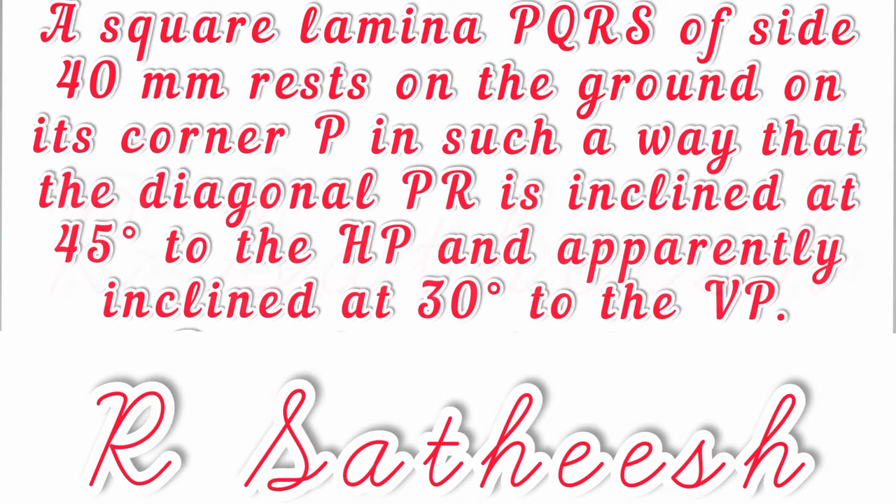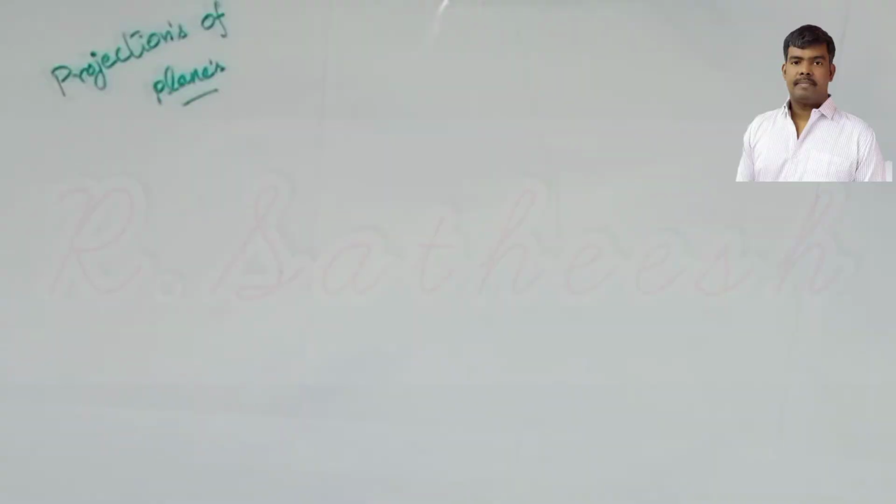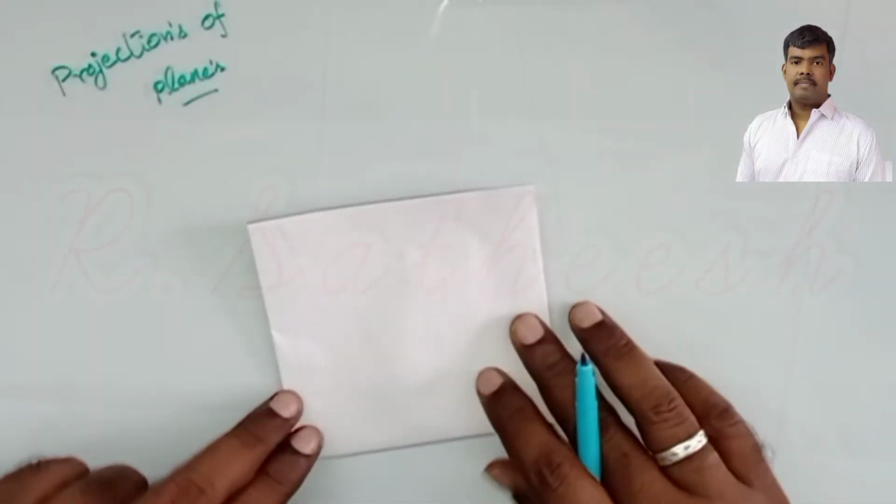For example, in our problem, a square lamina PQRS of side 40 mm rests on the ground on its corner P in such a way that the diagonal PR is inclined at 45 degrees to HP and apparently inclined at 30 degrees to the VP. Draw its projection. Clear. So let us consider this is the square plane.